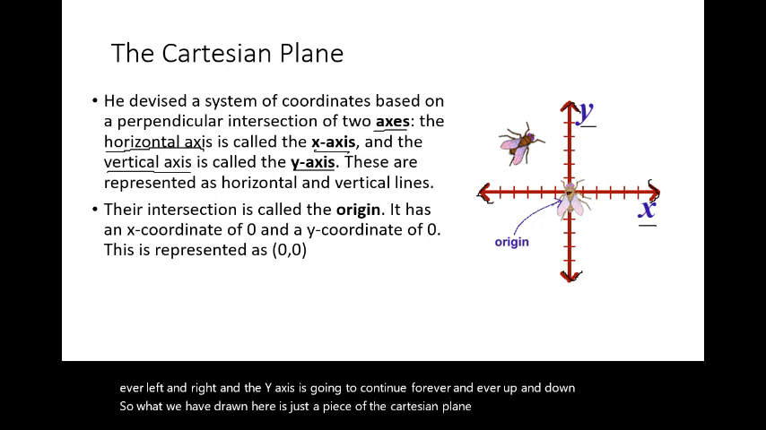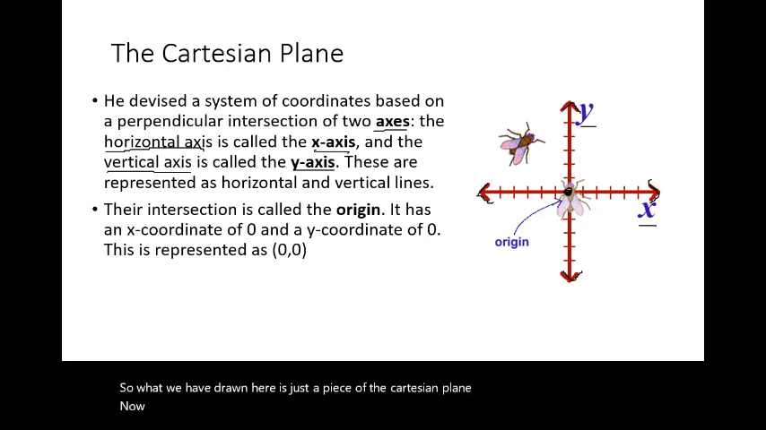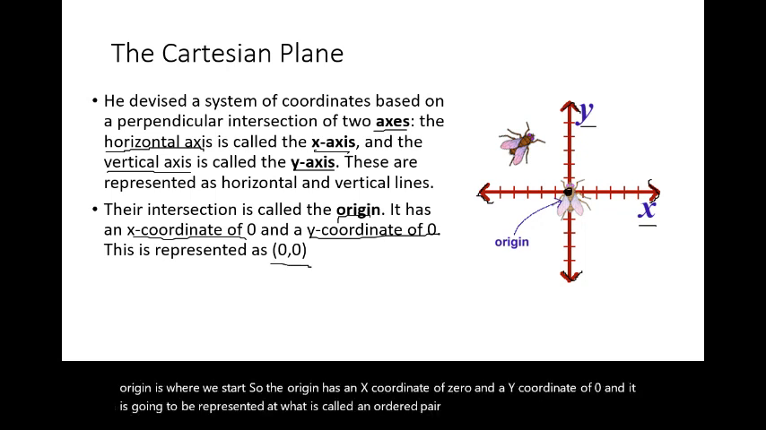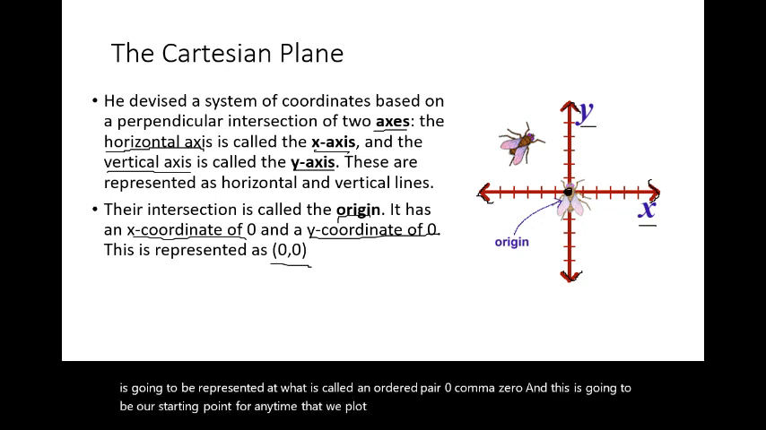Now, the point where they intersect, the point where the x and the y-axis meet, is called the origin. The origin is where we start. So the origin has an x-coordinate of 0 and a y-coordinate of 0. And it is going to be represented as what is called an ordered pair (0, 0). And this is going to be our starting point for any time that we plot any points.